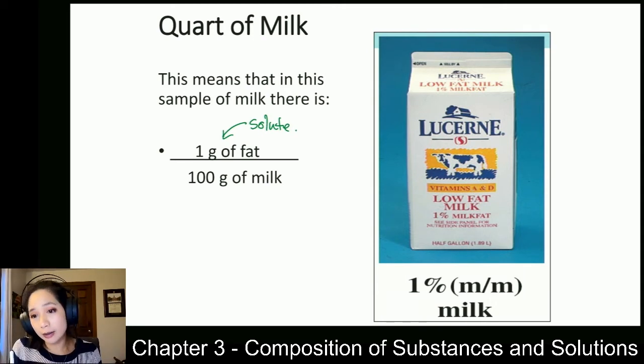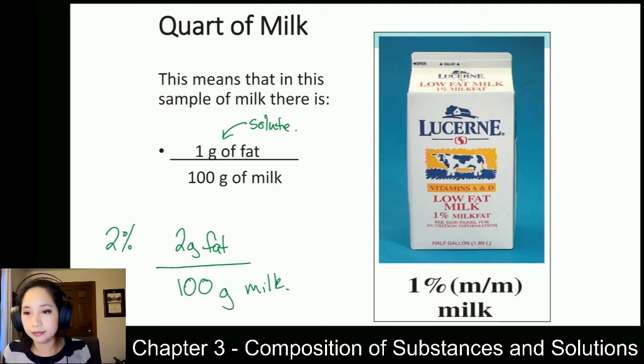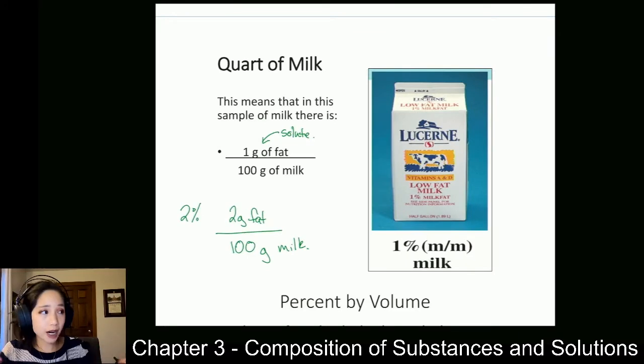So 1 gram of fat in that 100-gram milk sample is your solute. Then, for example, if you buy 2% milk, that means you have 2 grams of fat for every 100 grams of milk. Simple as that. So that's percent by mass that you might see on a milk carton when trying to express fat content.